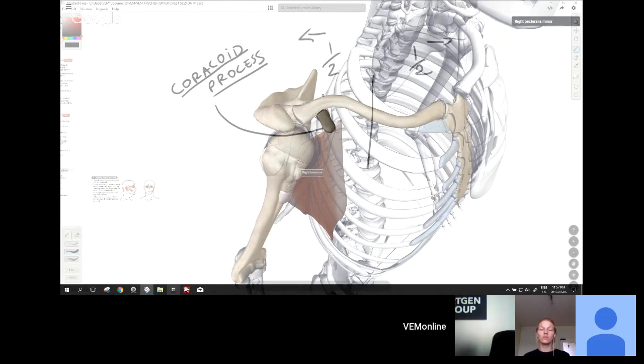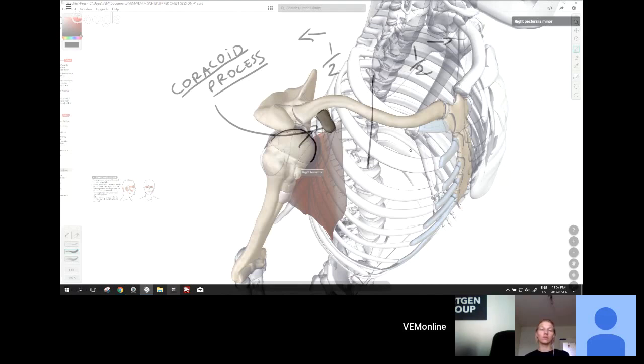Right underneath the lateral end of the clavicle, and superior and medial to the humeral head, we'll find the coracoid process. You can palpate that. It's not easy, especially for beginners, to feel it, but more experienced therapists will find it with ease. So you can palpate it.